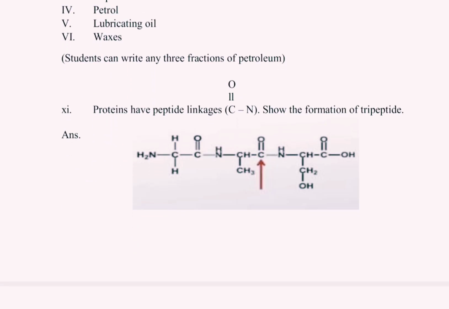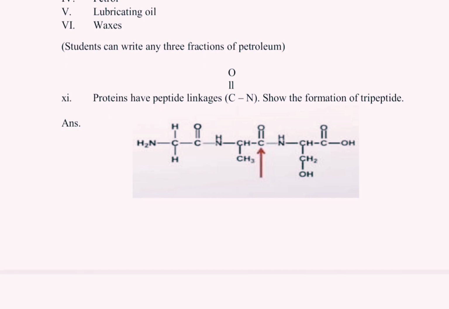Okay, then proteins have a peptide linkage, C double bond O N, so it's between the NH2 group, where hydrogen is removed. On the other hand, we have the carboxylic group, so water is removed from the system, and it generates a new bond. So show the formation of a tripeptide. You pick only three groups, NH2 and C double bond OH group with a carbon chain, and then you make them react and show the linkage. Three molecules must be there.